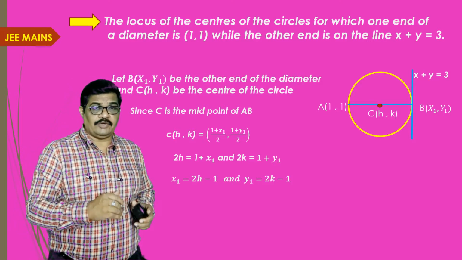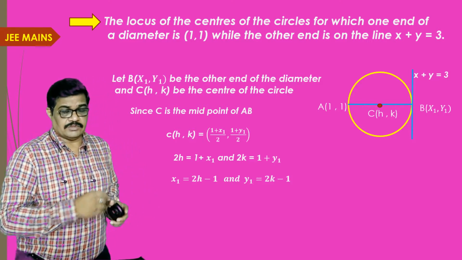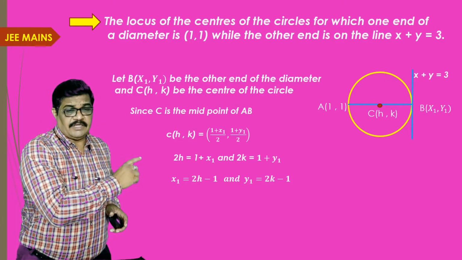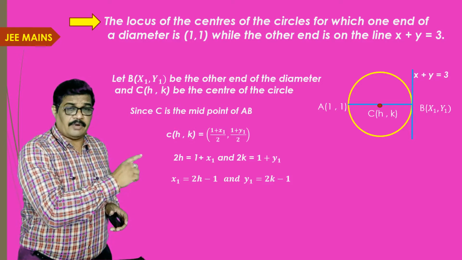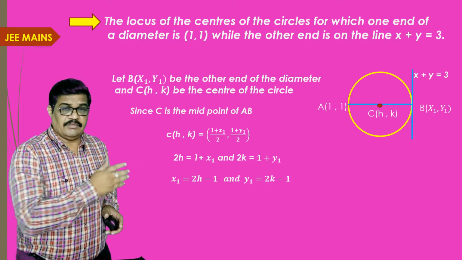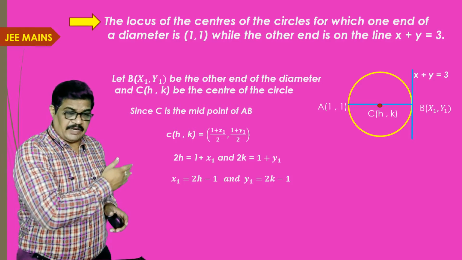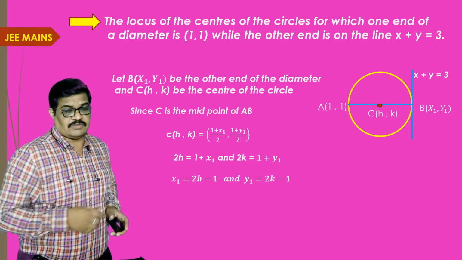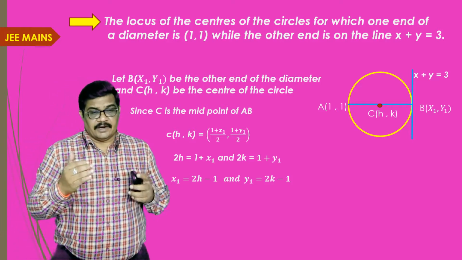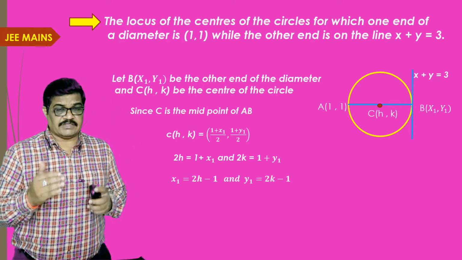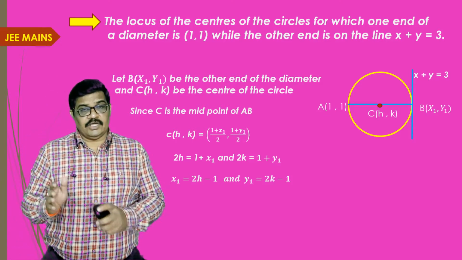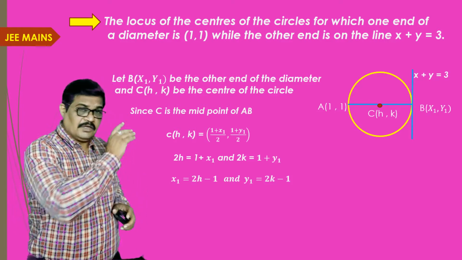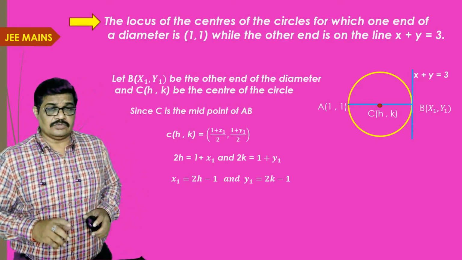x1 plus x2 by 2, y1 plus y2 by 2. So therefore C of h, k is equal to (1 plus x1)/2, (1 plus y1)/2. Now equating the midpoint, from that we are getting 2h is equal to 1 plus x1 and 2k is equal to 1 plus y1. From that we are writing x1 is equal to 2h minus 1 and y1 is 2k minus 1. So here x1, y1 is the point on the line x plus y is equal to 3.